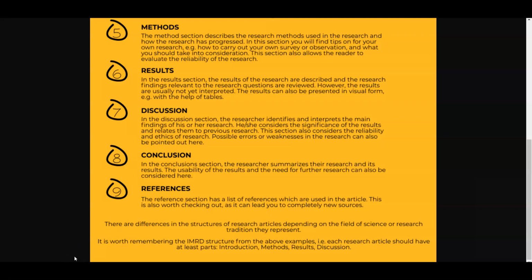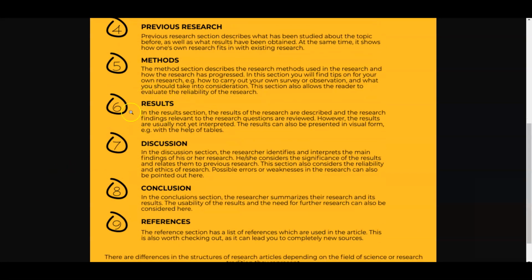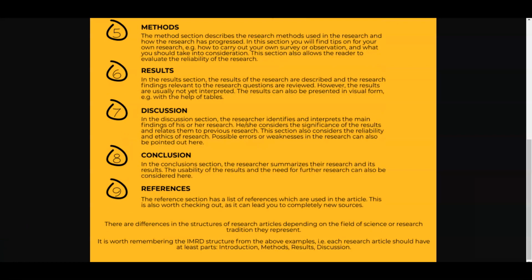There are differences in the structure of the research articles depending on the field of the science or study or research tradition they represent. It's worth remembering the EMRD structure. Each research article should have at least the sections Introduction, Methods, Results, and Discussion. Note that slightly different words may be used for these sections, but the research should always include the introduction, the methods being used, the results, and some discussion and/or conclusions. Traditionally, the EMRD structure is used especially in empirical studies.